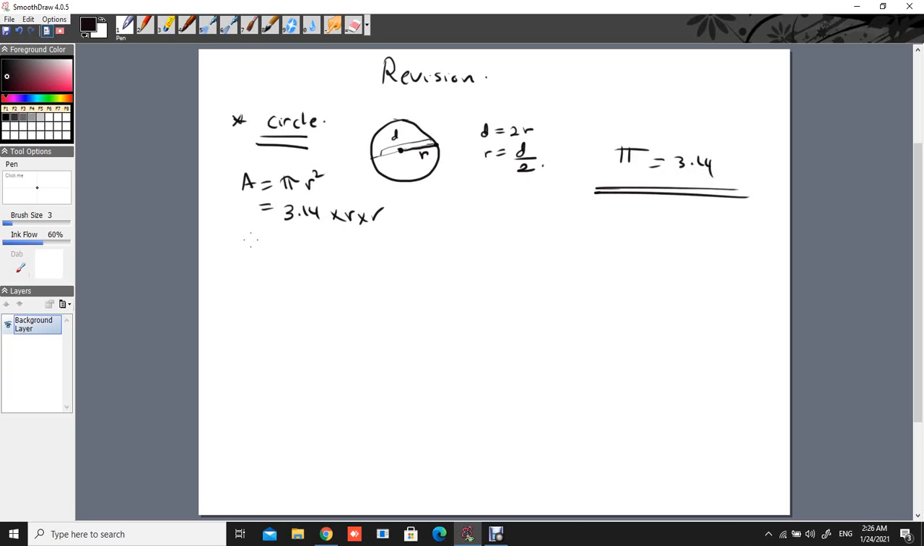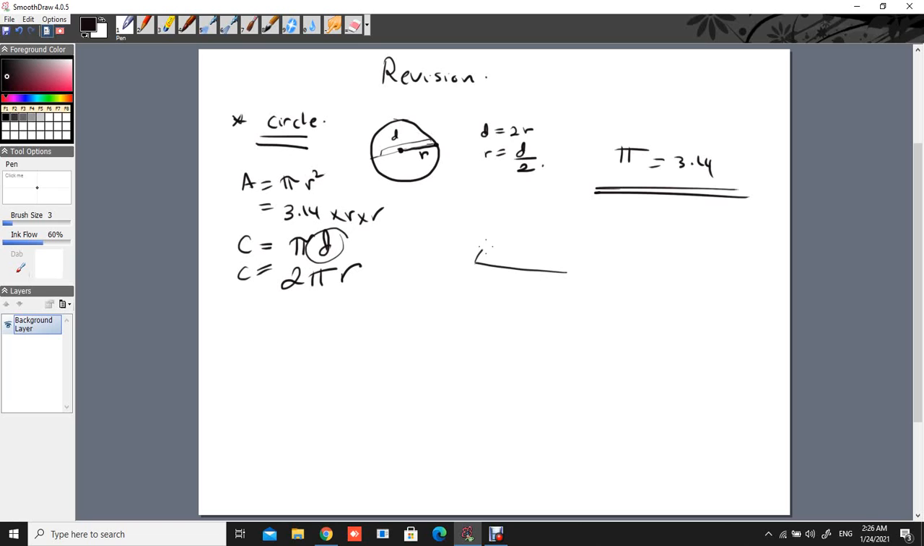Now the circumference, if you know the diameter, the circumference is pi times d, pi times the diameter, 3.14 times the diameter. Or if you know the radius, 2 pi r. Here if you substitute the diameter by 2r, we will get that the circumference is 2 pi r. This is for the circle.